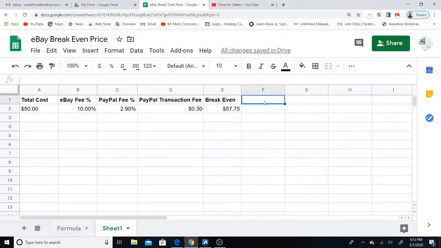Now it's time to do a proof, right? Let's prove that this break even actually works. So here I'm going to put your price, which is the price that you're going to charge. Then I'm going to put eBay fee, PayPal fee.